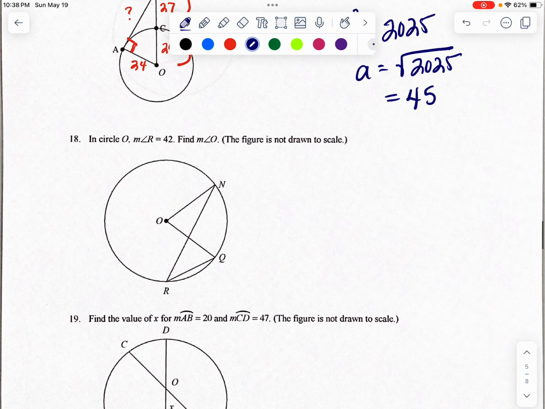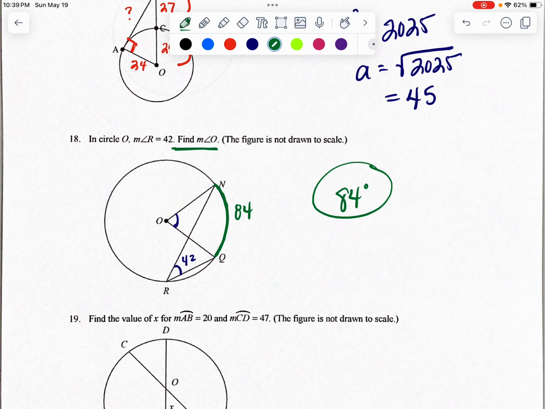Okay. Number 8. In circle O, angle R, which is right here, is 42 degrees. My job is to find angle O. Well, we know that angle R is an inscribed angle. And inscribed angles are always half the size of the intercepted arc. So that means this arc here is 84 degrees. Right, 42 times 2. It's always half its size. And we also know that the intercepted arc and the central angle, which happens to be the angle I'm looking for, are the same measure. So my answer is just 84 degrees.